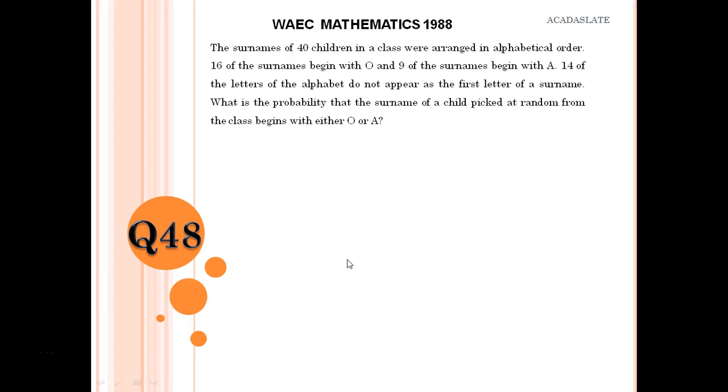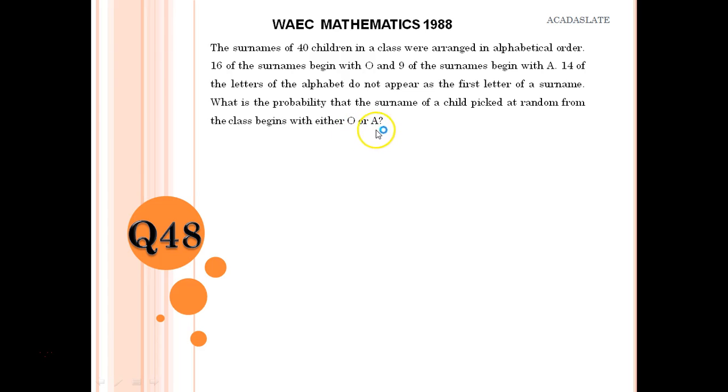The surnames of 40 children in a class were arranged in alphabetical order. 16 of the surnames begin with O. 9 of the surnames begin with A. 14 of the letters of the alphabet do not appear as the first letter of a surname. What is the probability that the surname of a child picked at random from the class begins with letter O or letter A?